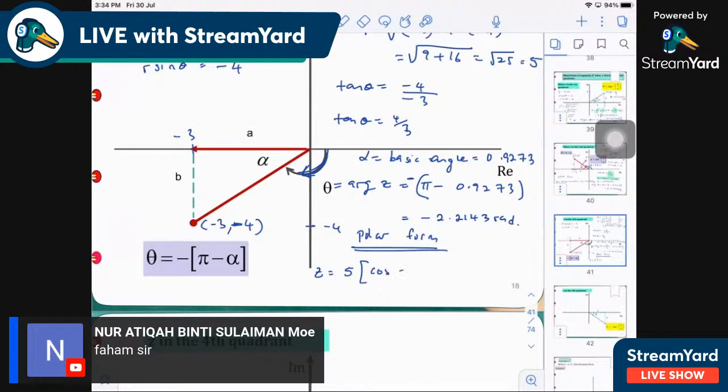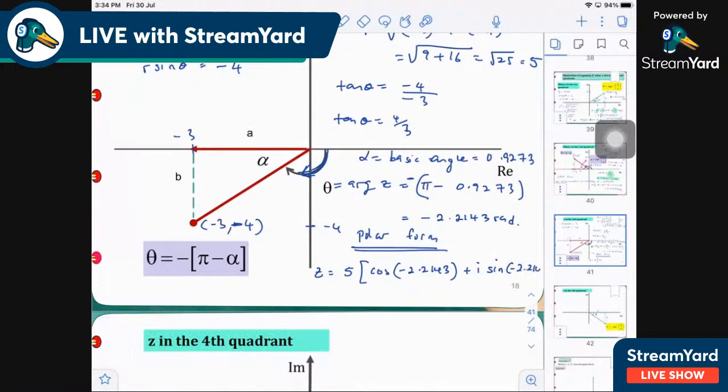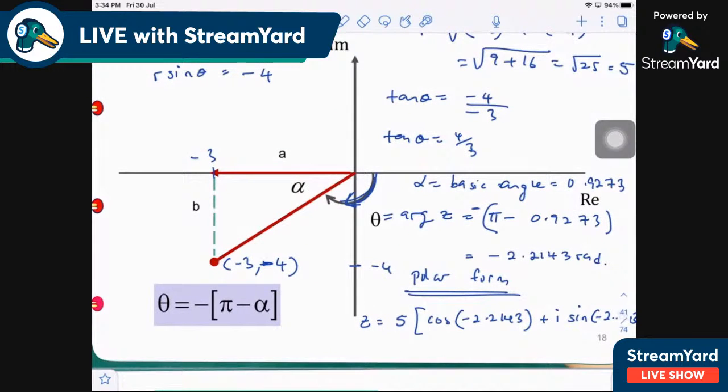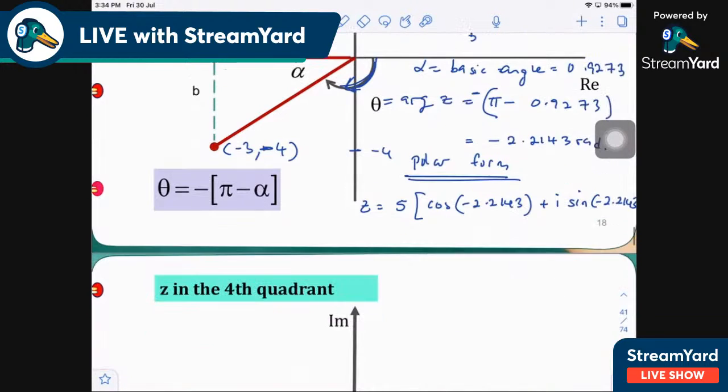Now why? Because we know that cos negative theta equals cos theta, but sin negative theta equals negative sin theta. Because of this rule, the cos just changes the number, with no negative sign outside. Cos negative theta equals cos theta, but sin negative theta equals negative sin theta. So if in the exam you leave the answer up to here, there is actually no problem. Your answer is still correct in polar form.